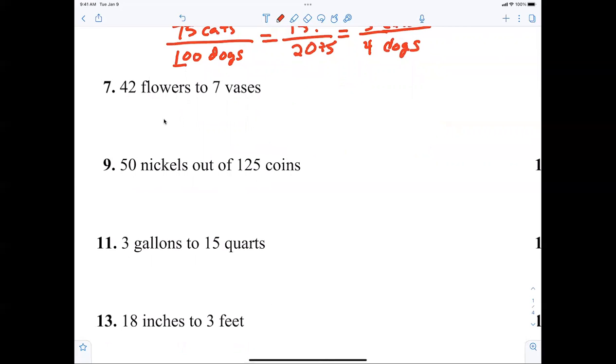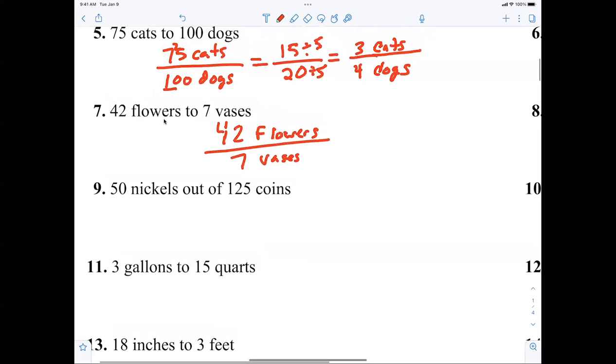Luke, you're up. Mr. Valdez. 7 makes it 42. I'm glad you said that, but we always read the first number to the second number. So it should be what? Right? That's correct. Mm-hmm. Yep, you're correct. So that says 6 flowers for every vase. Very good. All right, next. Keep us going.